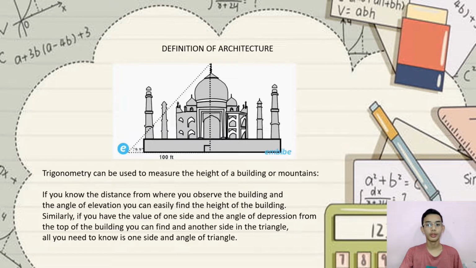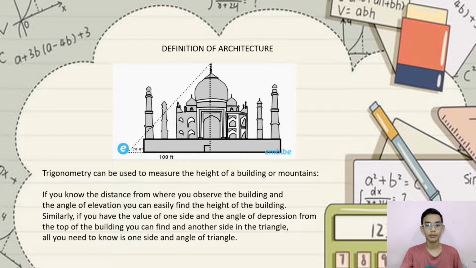Trigonometry can be used to measure the height of a building or mountains. If you know the distance from where you observe the building and the angle of elevation, you can easily find the height of the building. Similarly, if you have the value of one side and the angle of depression from the top of the building, you can find another side in the triangle. All you need to know is one side and an angle of the triangle.